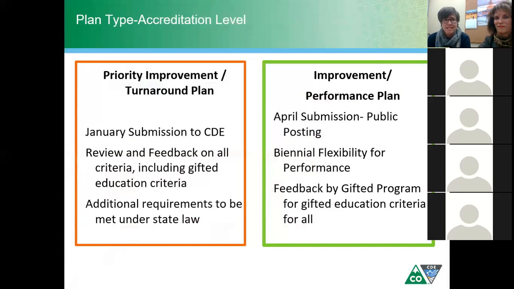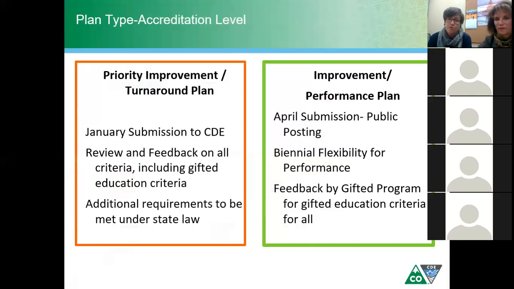A review will be conducted and feedback will be given on all that criteria, including gifted education. And then there are additional requirements that need to be met under state law. So there are some other components. We can talk about that as part of an accountability information session. But just acknowledging that there are these additional elements of scrutiny for districts navigating priority improvement or turnaround.